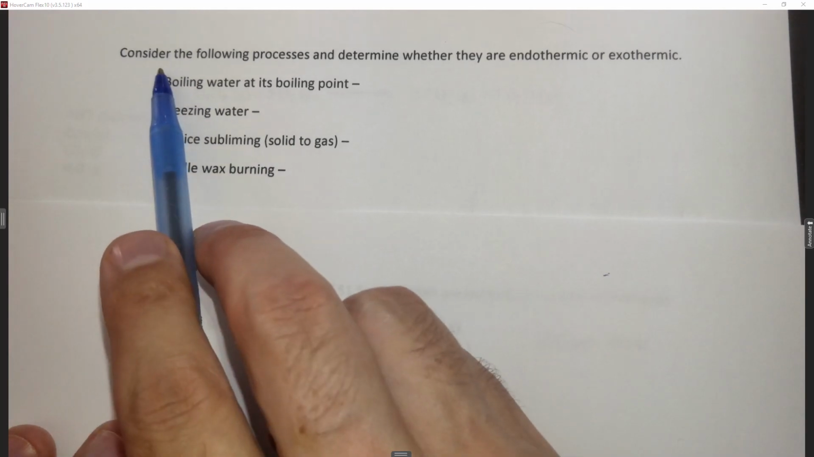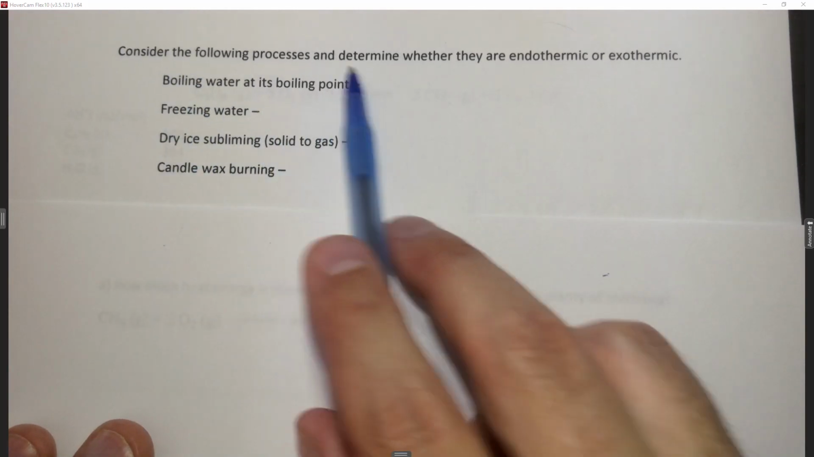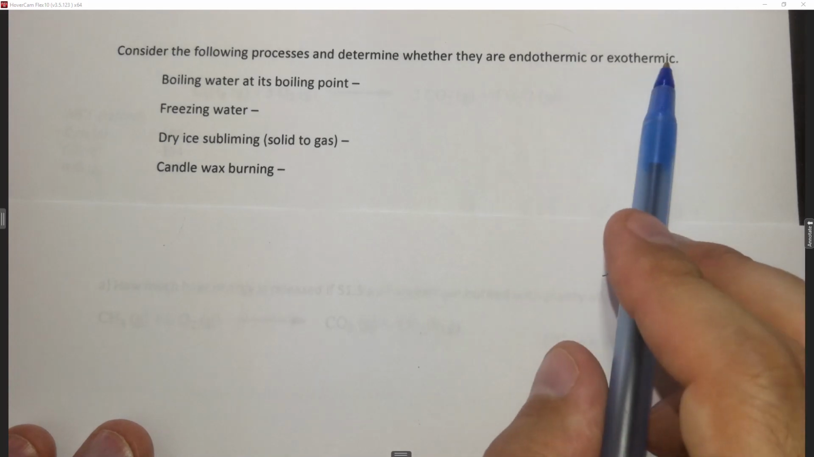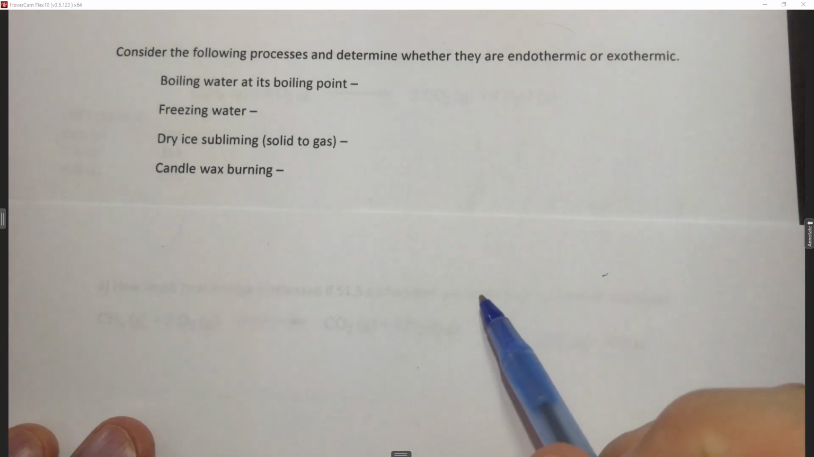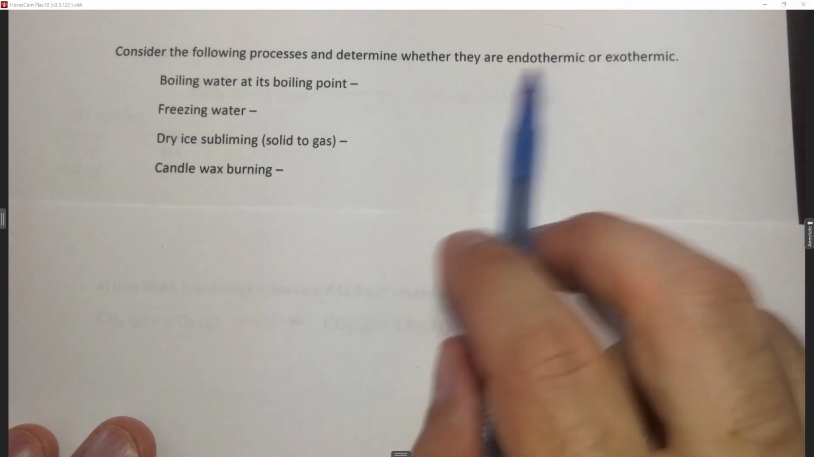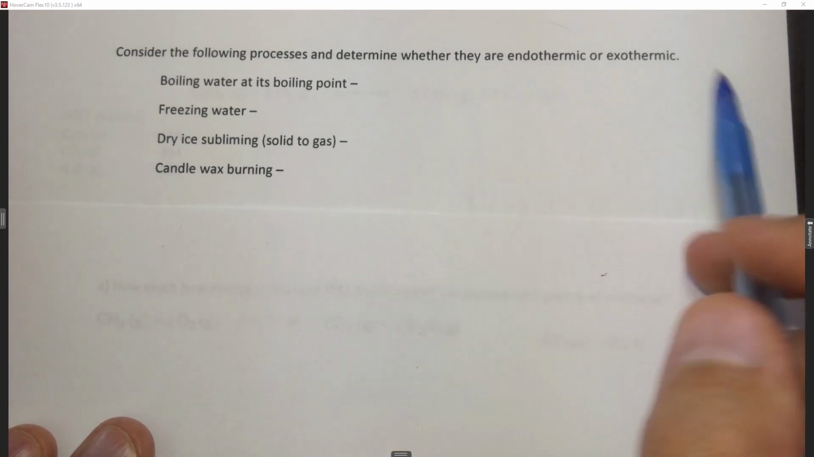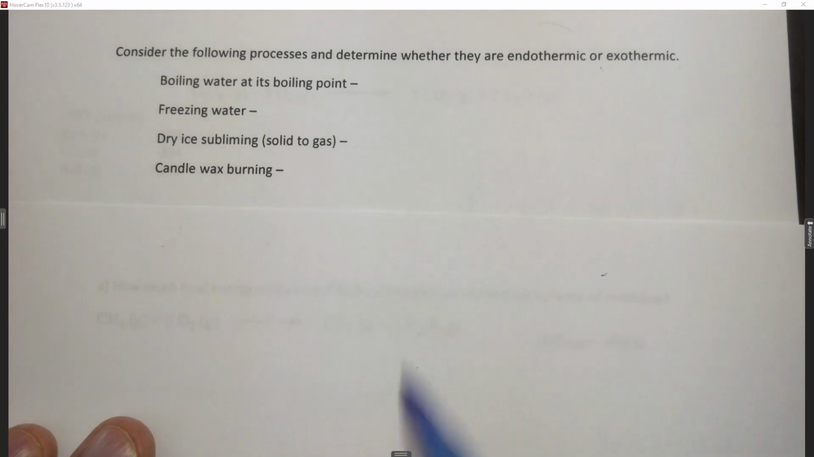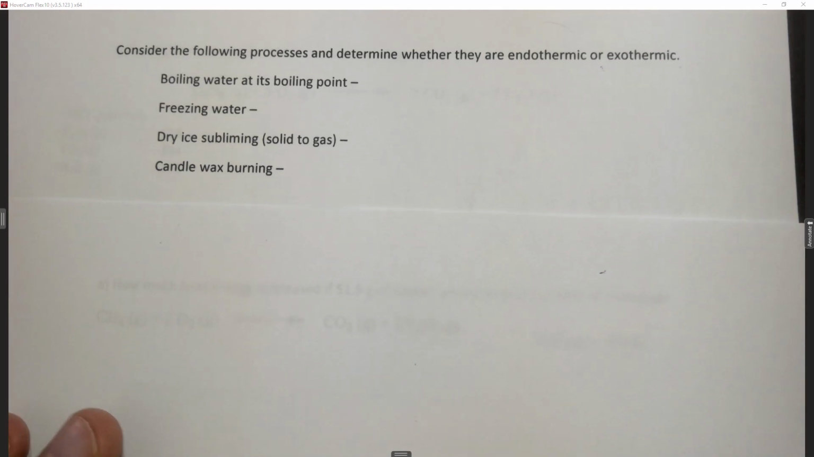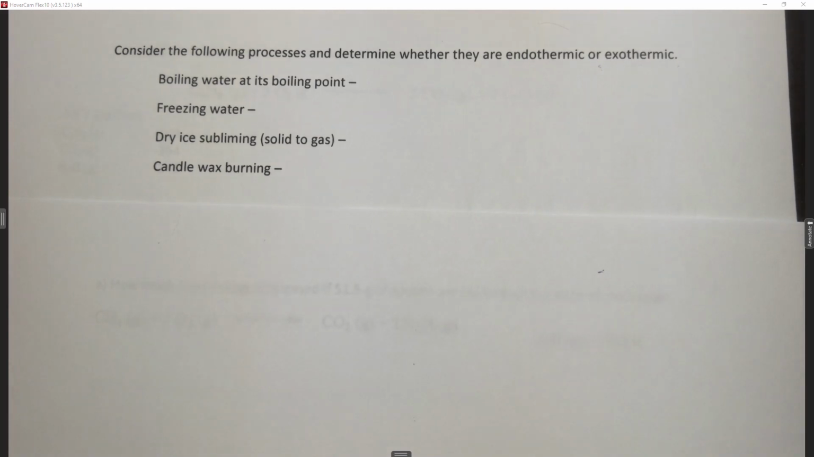This question says, consider the following processes and determine whether they are endothermic or exothermic. So, endothermic means the system is absorbing heat energy, and exothermic means the system is releasing heat energy. And these refer to delta H. And delta H is equal to Q at constant pressure. So essentially there's no work term here, which makes the math easier, if you will.